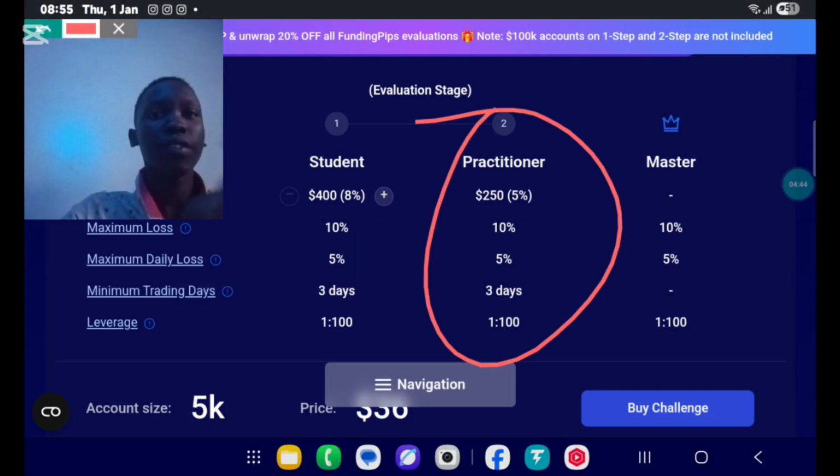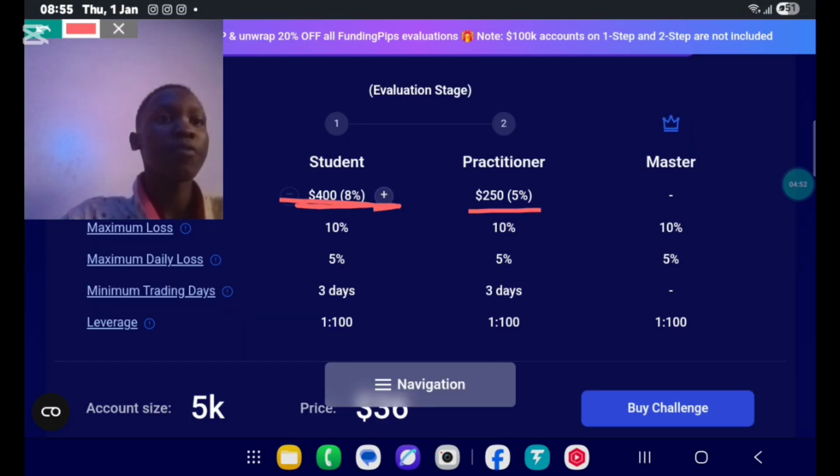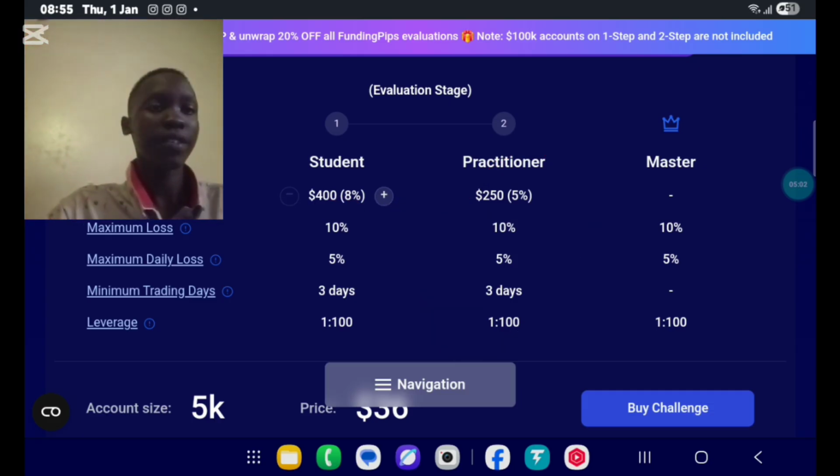In the second phase, the profit target is no longer 8%. You need 5%, which is $250, and everything is just the same. So I'm not going to repeat everything again.